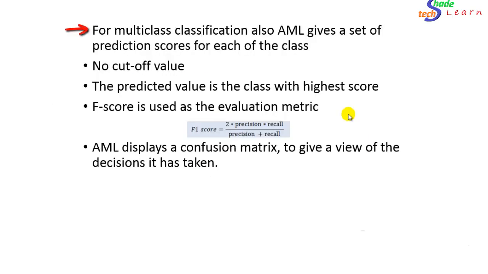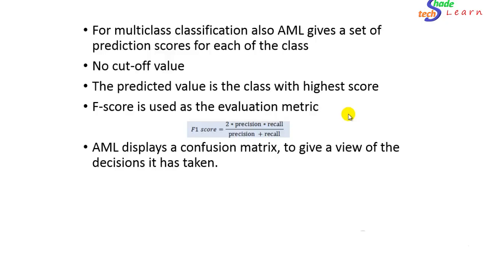For multi-class classification also, AML gives a set of prediction scores for each class for an observation. There is no cutoff value as such. The class whose score is maximum is then considered to be the predicted class. Say for example, if I am classifying into 0, 1, 2 as the classes, and if the score for class 0 is 0.2, 1 is 0.7, and for 2 is 0.1, then the class assigned to my observation would be 1, as it has the higher score of 0.7 as compared to others.